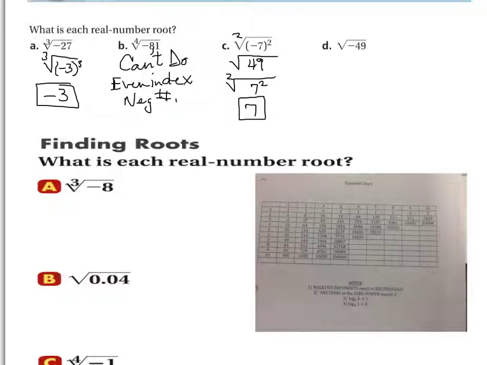We've got the square root, again a 2 there, of negative 49. Again, I've got a negative number and an even root. You can't do this.